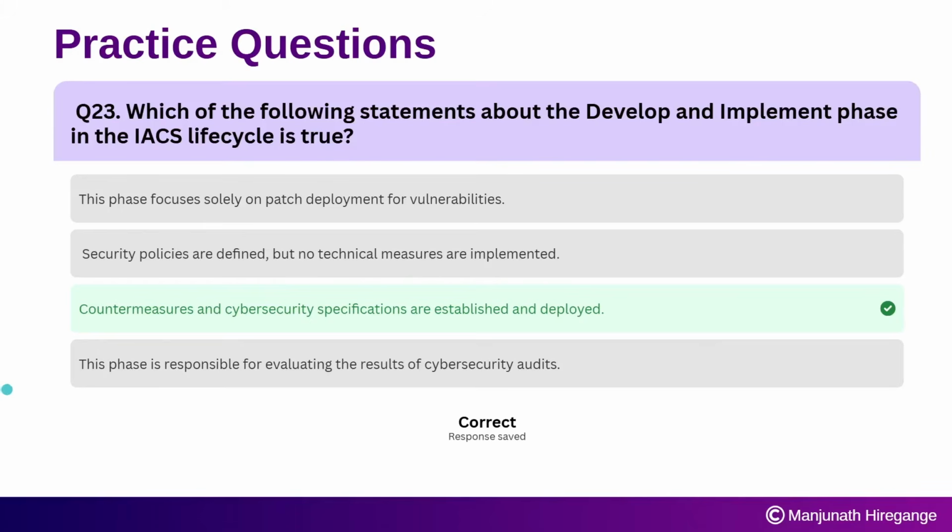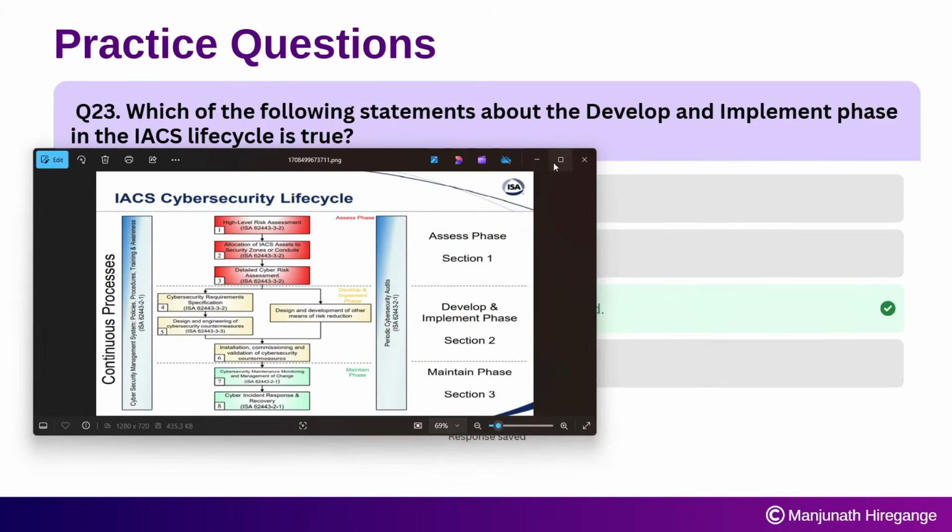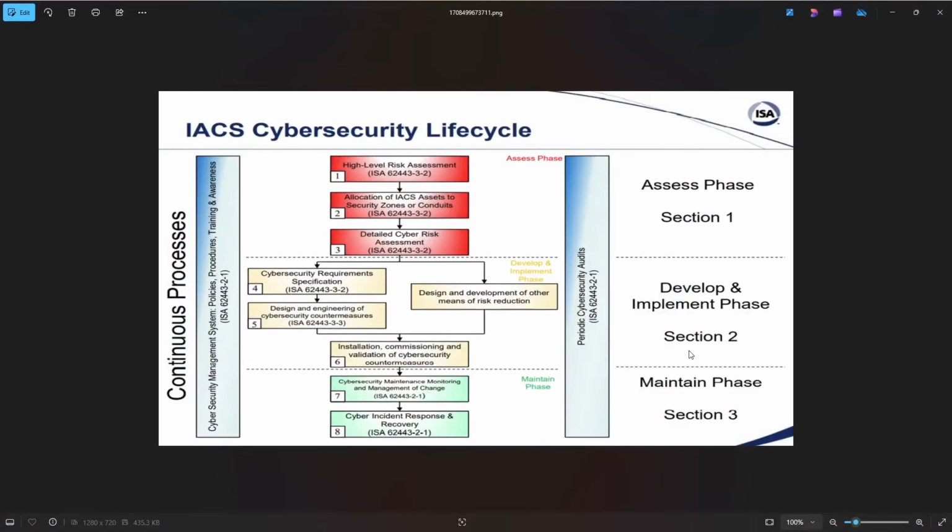I would like to show you one more image. So this is from the ISC training. You will get it. So there are three phases identified: assess phase, development implement phase, and maintain phase. And in the assess, we are conducting the risk assessment and the zones and conduits we will do. And then the development implement phase. So basically we do all kind of implementation, taking input from assess phase. And finally, we will be maintaining audit, incident response and recovery.